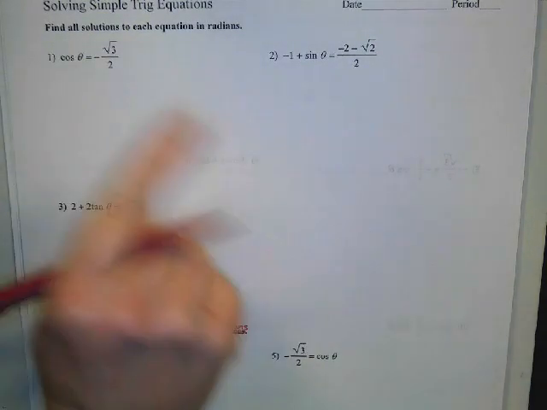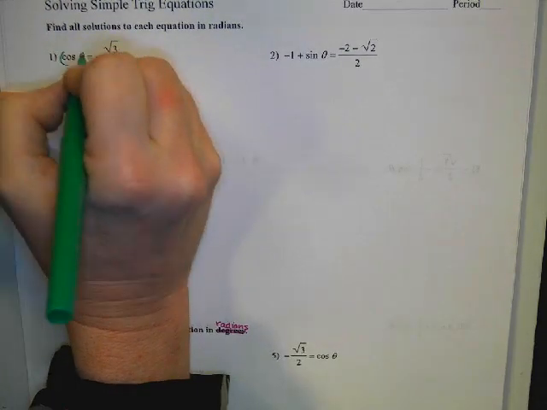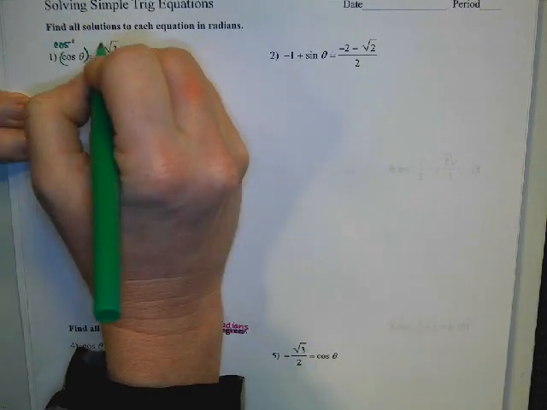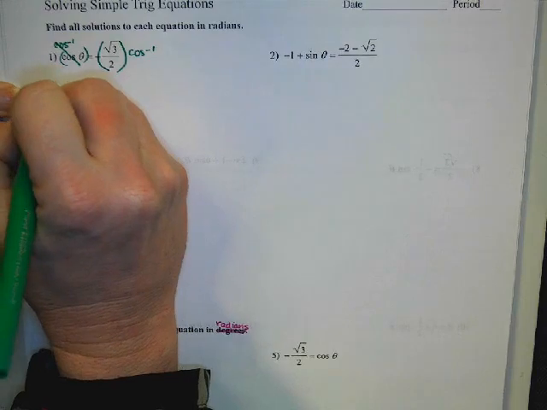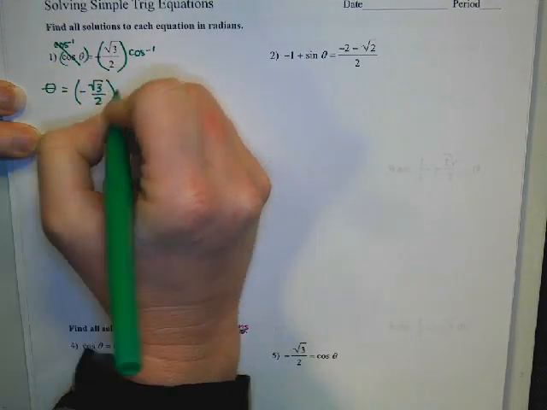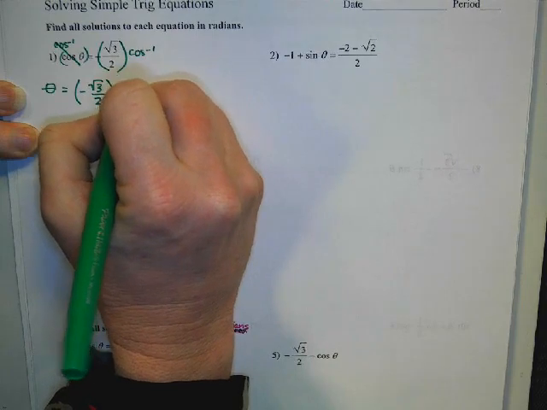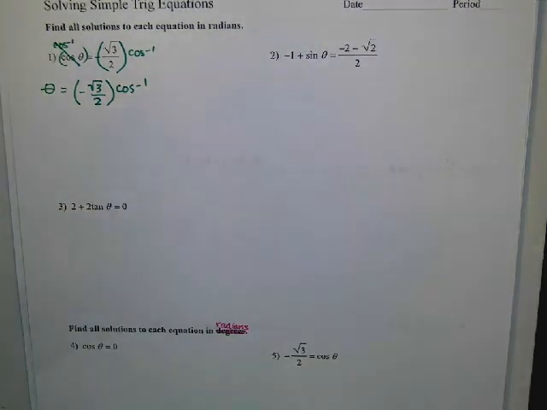So right now, theta has a cosine with it. So how do I get rid of cosine? Inverse cosine, or what we call arc cosine. So I'm going to inverse cosine this. And so now I have theta equals the inverse cosine of negative square root of 3 over 2. So I have to figure out, first of all, where is cosine square root of 3 over 2?